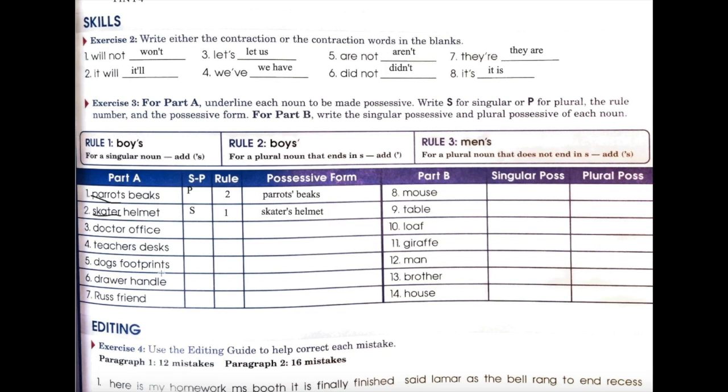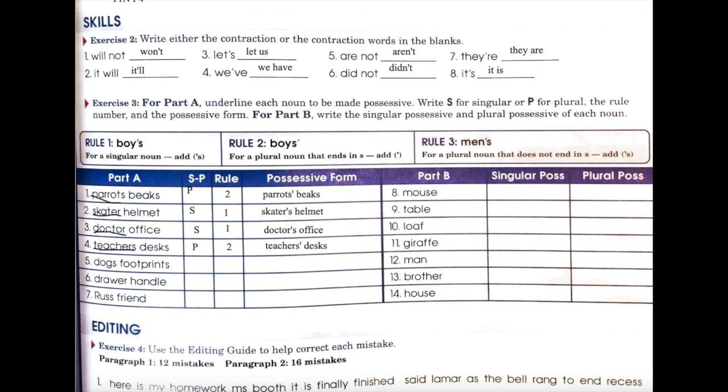Number 3, doctor's office. Underline the noun. Is it singular or plural? Singular. What rule does it follow? Rule number 1. The possessive form is doctor, apostrophe S, office. Number 4, teachers' desks. Underline the noun, teachers. Is it singular or plural? It is plural. What rule does it follow? Rule number 2. The possessive form is teachers, apostrophe, desks.